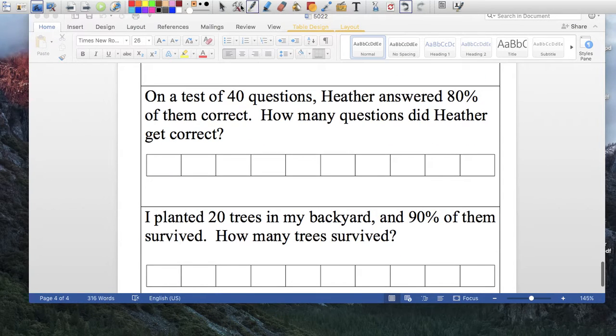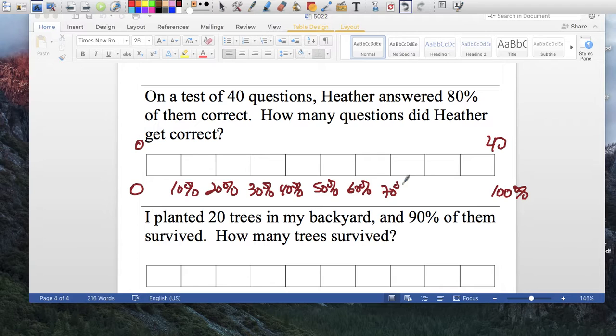On a test of 40 questions, so 0, 100%. There were 40 questions. Now, she got 80% of them correct. How many did she get correct? So this is 10%, 20%, 30%, 40%, 50%, 60%, 70%, 80%, and 90%, right? So she got 80% correct. So she got this correct, all the way up to 80.